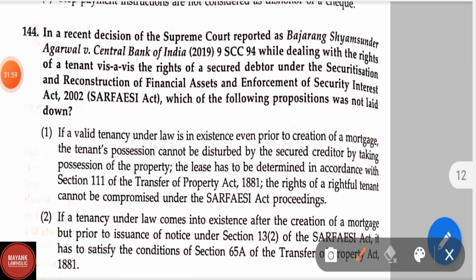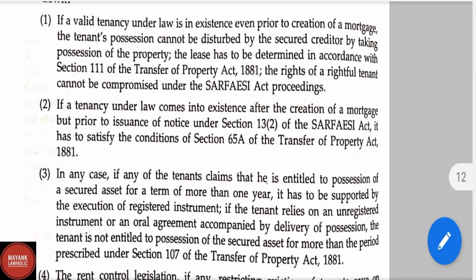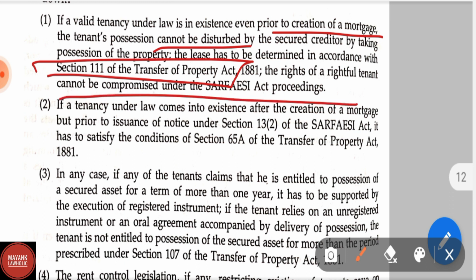In a recent decision of the Supreme Court reported as Bajrang Shyam Sundar Agarwal versus Central Bank of India 2019 SCC, while dealing with the rights of a tenant vis-a-vis the rights of a secured creditor under the Securitisation and Reconstruction of Financial Assets and Enforcement of Security Interest Act 2002, SARFAESI Act, which of the following propositions was not laid down? Option 1: if a valid tenancy under law is in existence even prior to the creation of a mortgage, the tenant's possession cannot be disturbed by the secured creditor by taking possession of the property. The lease has to be determined in accordance with Section 111 of the Transfer of Property Act 1882. The rights of the rightful tenant cannot be compromised under the SARFAESI Act proceedings.